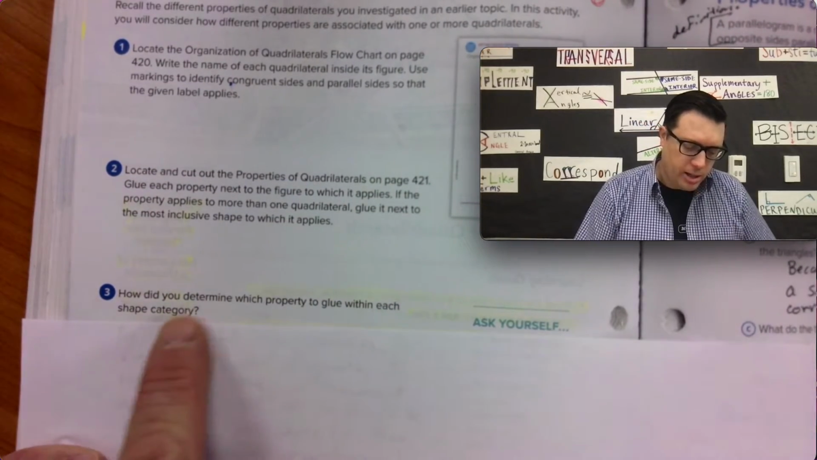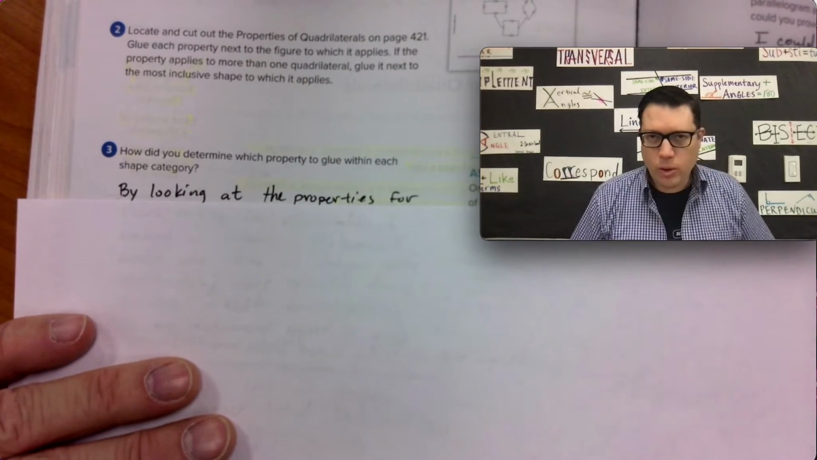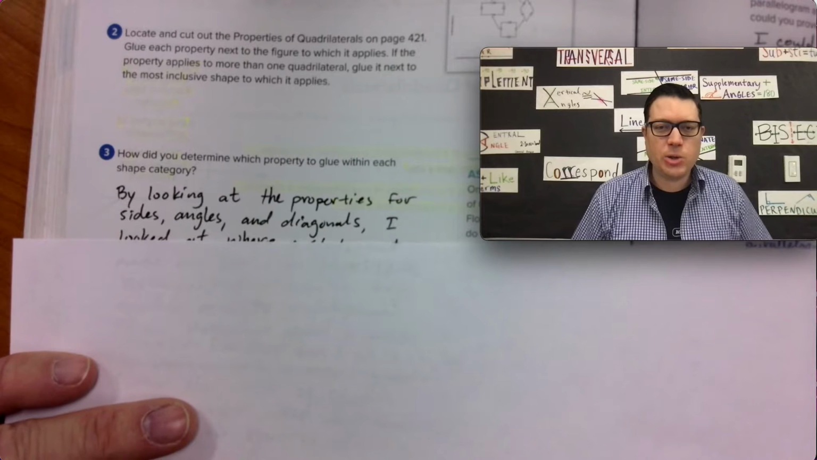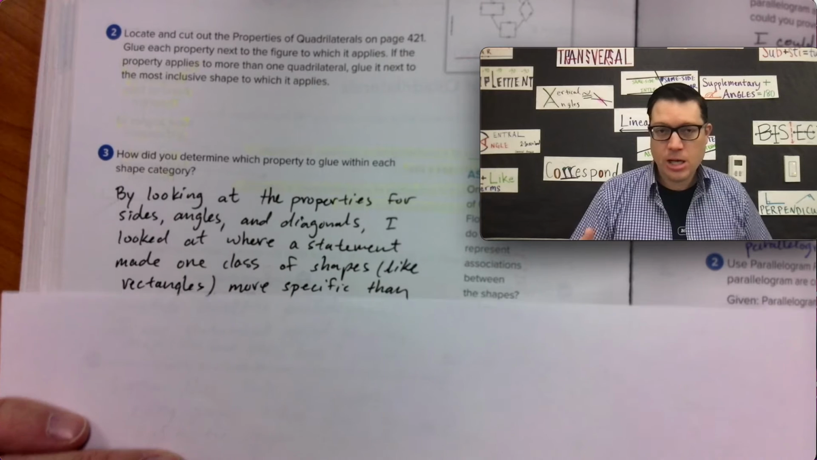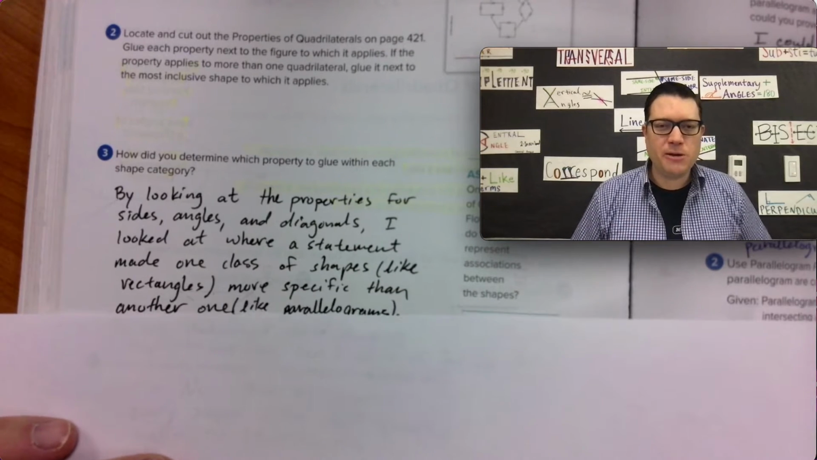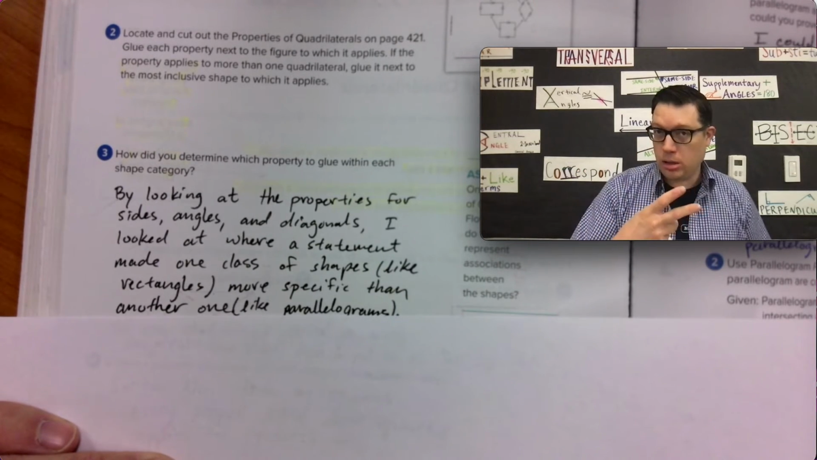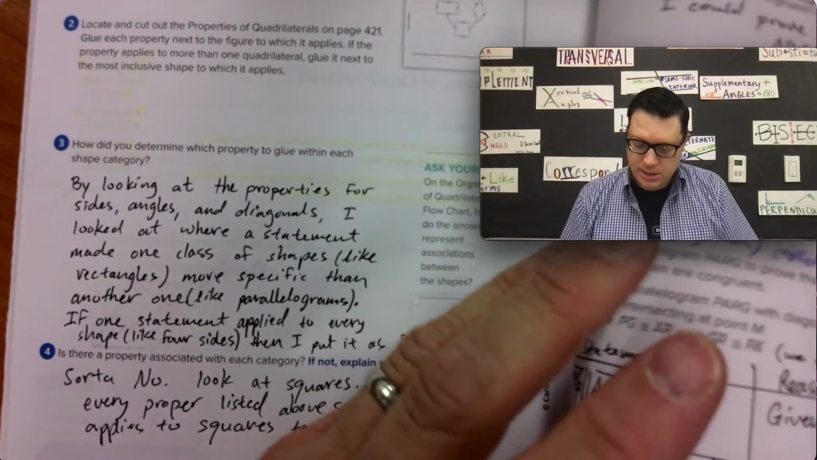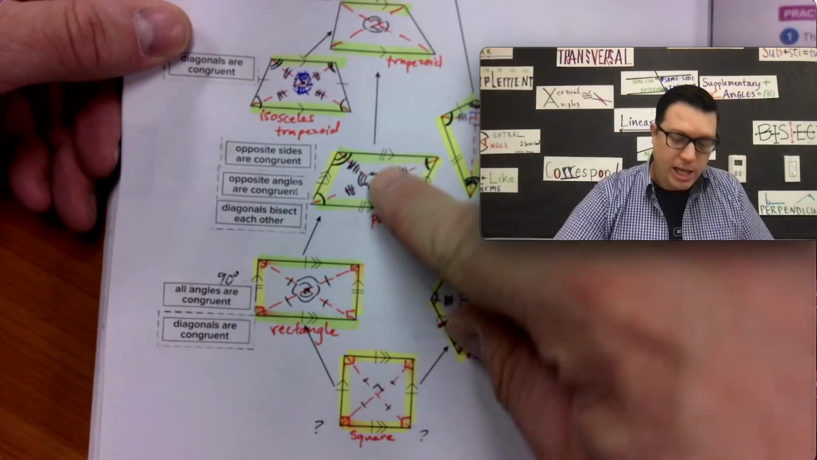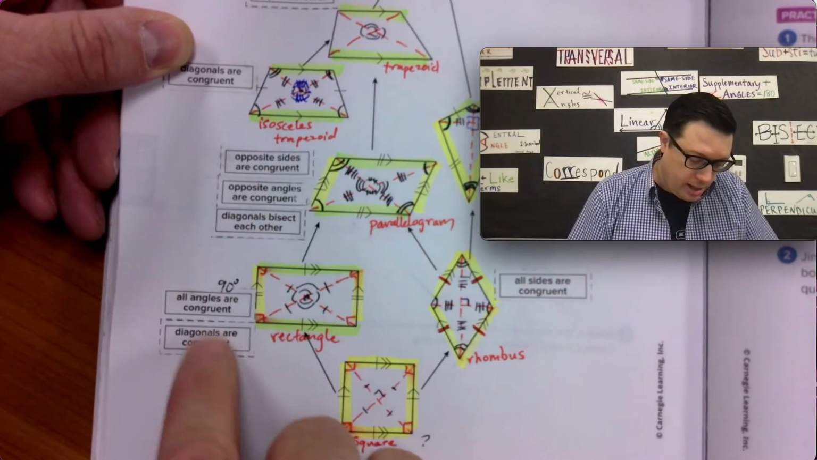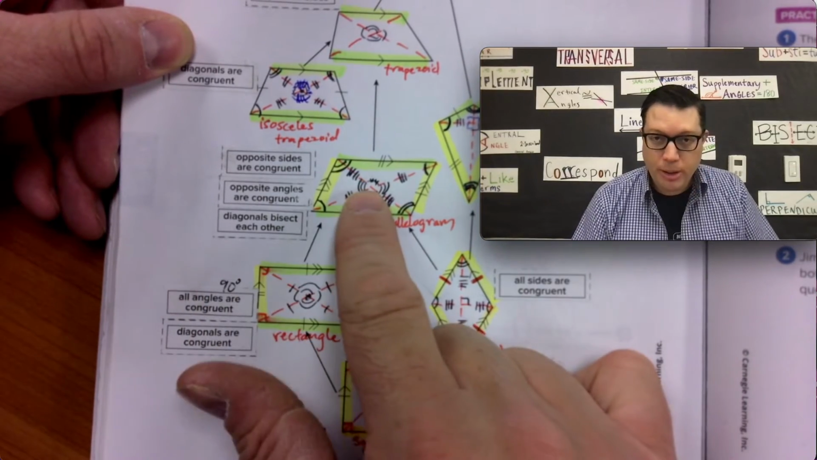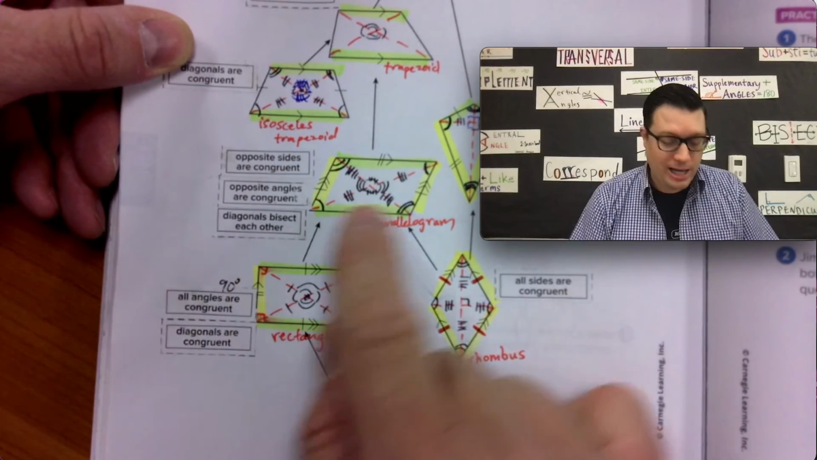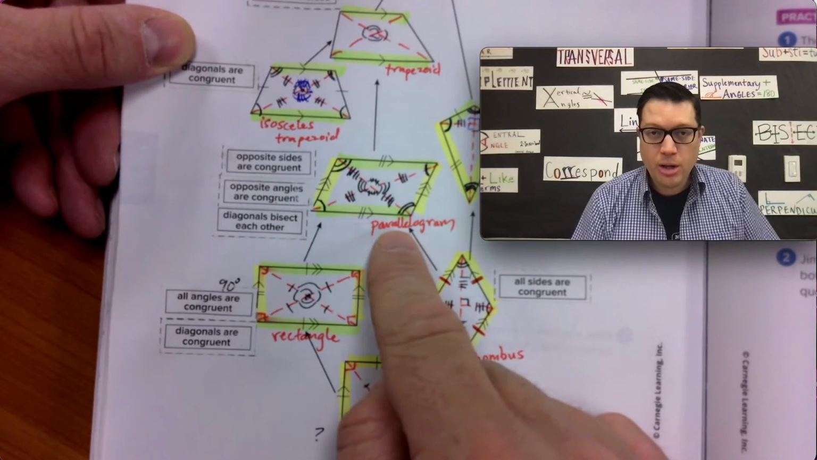How can you determine which property to glue within each category? Well, kind of what I just said. By looking at the properties for sides, angles, and diagonals, I looked at where a statement made one class of shapes, like rectangles, more specific than another one, like parallelograms. So flipping back to this page right here, so looking at parallelograms and rectangles, in a parallelogram, all angles are not congruent. So I can't put this sticker with parallelograms. And the diagonals are congruent. I can't put the diagonals congruent with parallelograms.